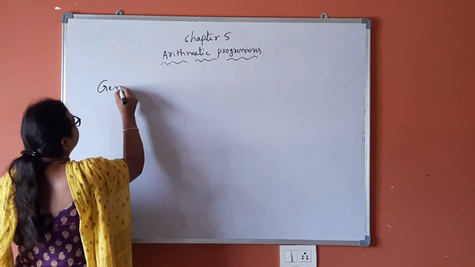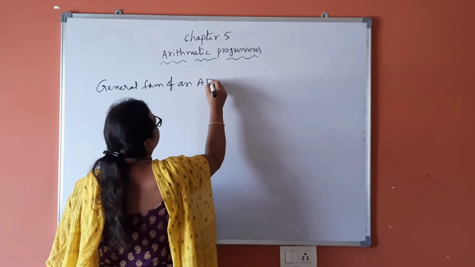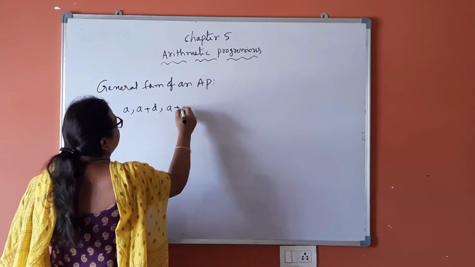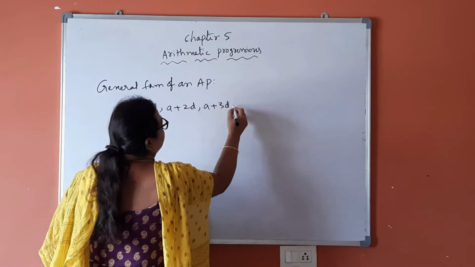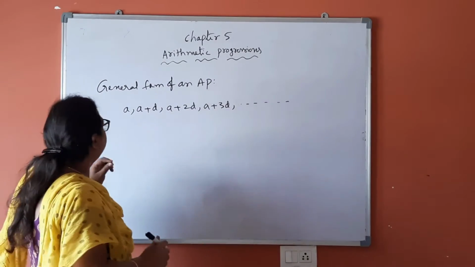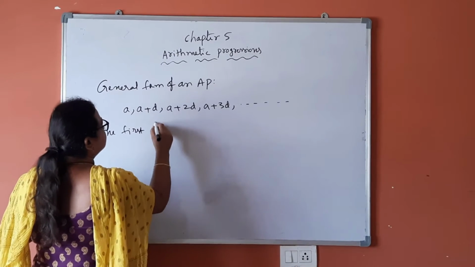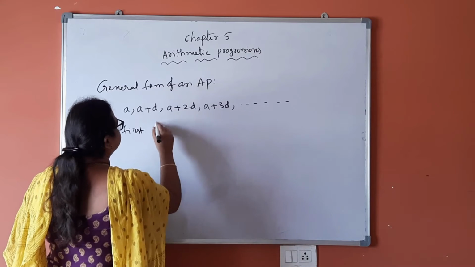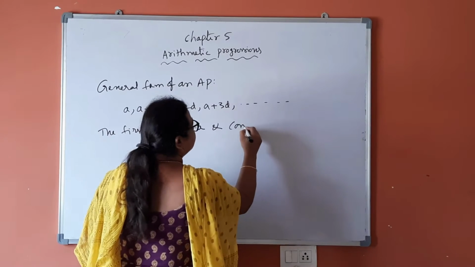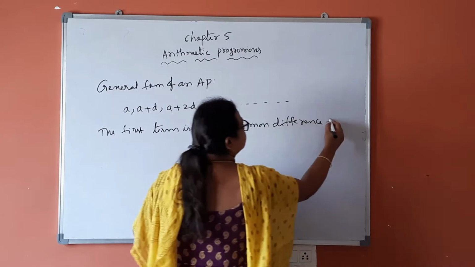General form of an AP: a, a plus d, a plus 2d, a plus 3d and so on is the general form of an AP. Here the first term is a and common difference is d.